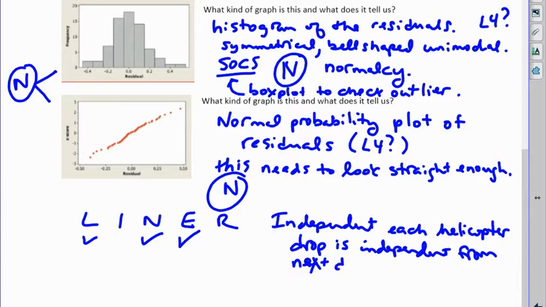But if you wanted to use the 10% condition, I think it'd be reasonable that you could have over 700 helicopter drops. And then random: they did say that they were going to randomly assign the helicopters, randomly assign the heights.